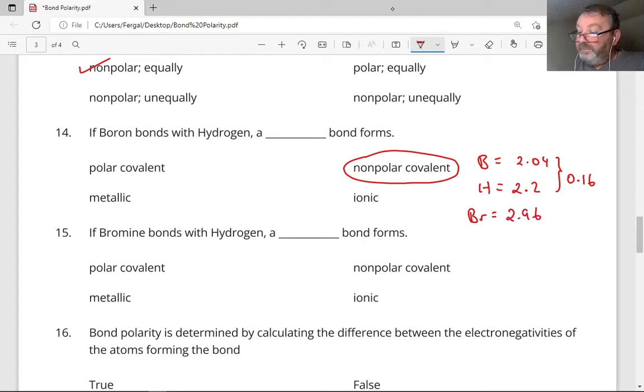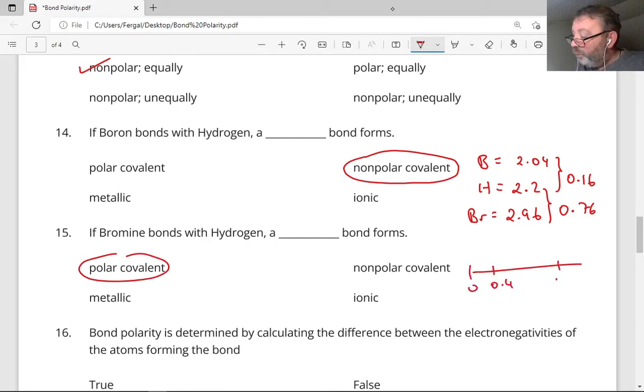So if bromine bonds with hydrogen, you're going to end up with a difference there of 0.76, which puts it very much into the polar covalent region. Because don't forget, on the scale, you've got 0, 0.4, and 1.7. They're the three regions you have to remember. Anything that has an electronegativity difference between 0 and 0.4 is what we call covalent. Anything above 0.4 of a difference to 1.7 is polar covalent, and then we have increasingly ionic as we move up towards, past I should say, 1.7.